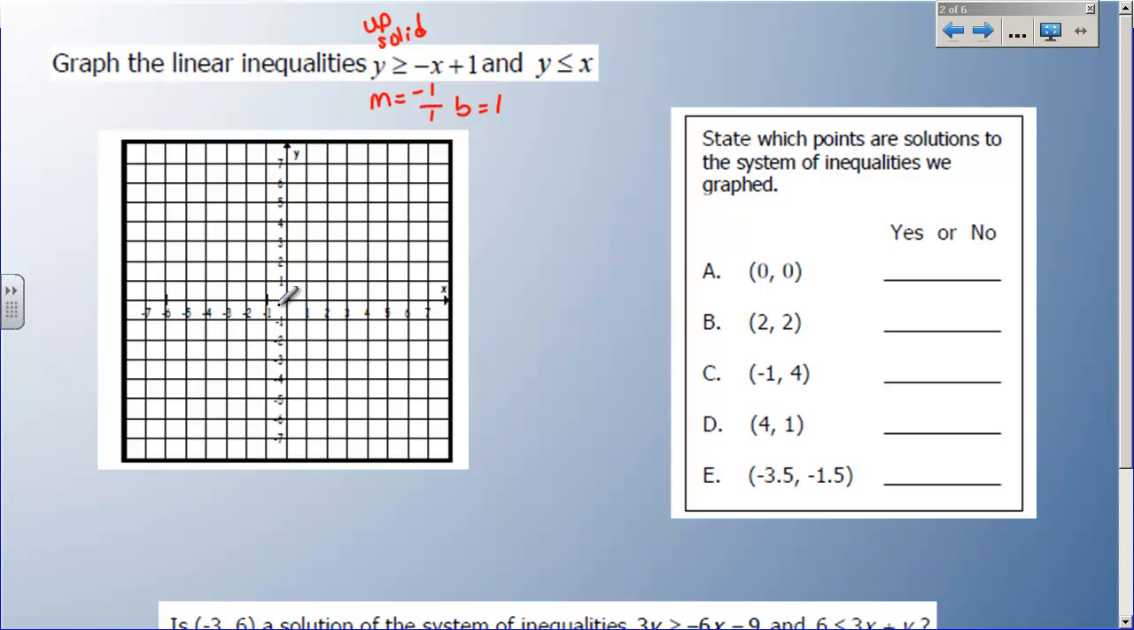So when I graph this, I get to start at the y-intercept of 1. And my slope is negative 1 over 1, so from that point I go down 1 and over 1, and I'm going to make a couple. And I can also go backwards. Instead of down and right, I can go up and left. So I can go up 1, left 1, up 1, left 1, and there's my line. So I'm going to connect these points and make a solid line because it was greater than or equal to. I know that's not right on it. I will fix it.